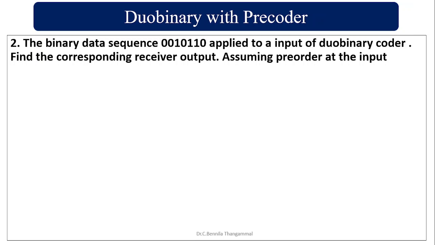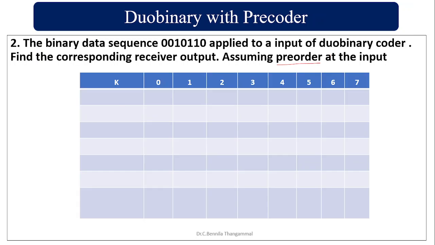The binary data sequence they have given is applied to the input Duobinary coder. Find the corresponding receiver output. Here you are going to assume your pre-coder initial value, normally assumed as 1. So as per the block diagram, we'll have your AK, and we'll have your pre-coder, DK. The formula for DK is BK plus DK minus 1. This plus is nothing but modulo 2 addition, and then the delayed version will be given here.